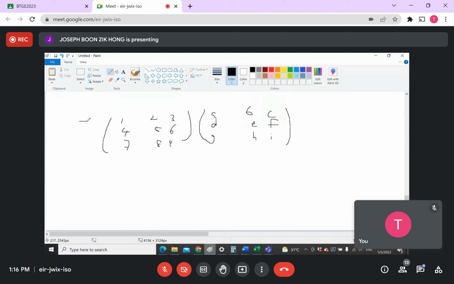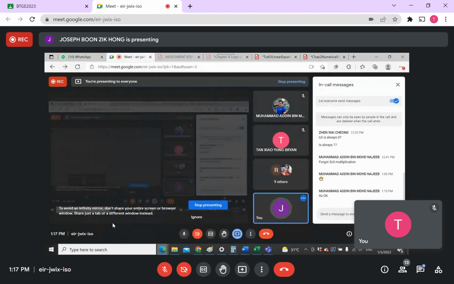Okay, so always take this one then this one. So your first answer will be 1A plus 2D plus 3G. Second answer, this one is first row, second column. So you take the first row times the second column. So 1 times B plus 2 times E plus 3 times H. This one is first row, third column. The first one is always row. The third one is always column. So 1 times C, 2 times F, and then 3 times I. Okay, so this is how we do the multiplication.